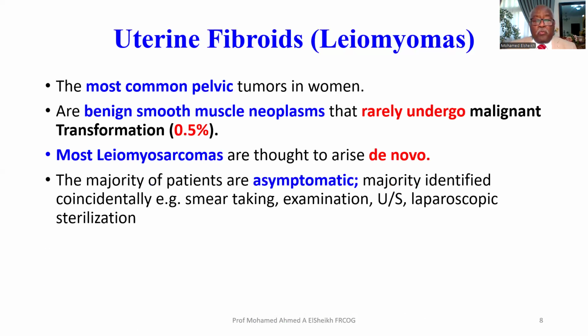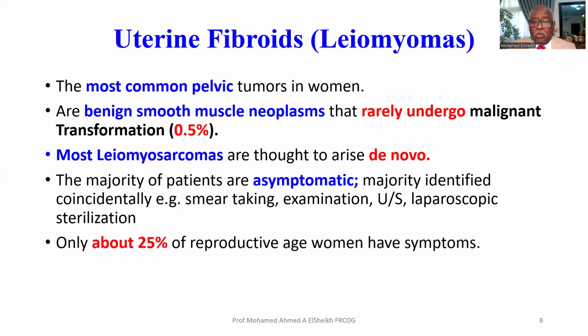The majority of patients are asymptomatic. The majority are identified coincidentally, for example, when taking a smear, doing examination, ultrasound investigation, laparoscopy, whether for diagnosis or for sterilization, they could be diagnosed there and then. Only about 25% of reproductive age women have symptoms. So the majority are asymptomatic.